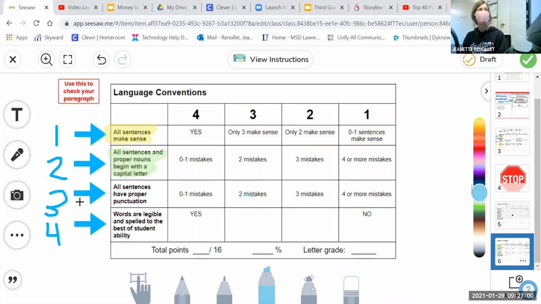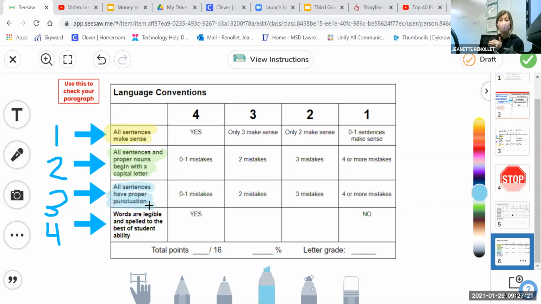The third row says all sentences have proper punctuation. That means most sentences have a period. If you're asking a question, you need to have a question mark. You might have a sentence where you use an exclamation mark when you're trying to make a point.